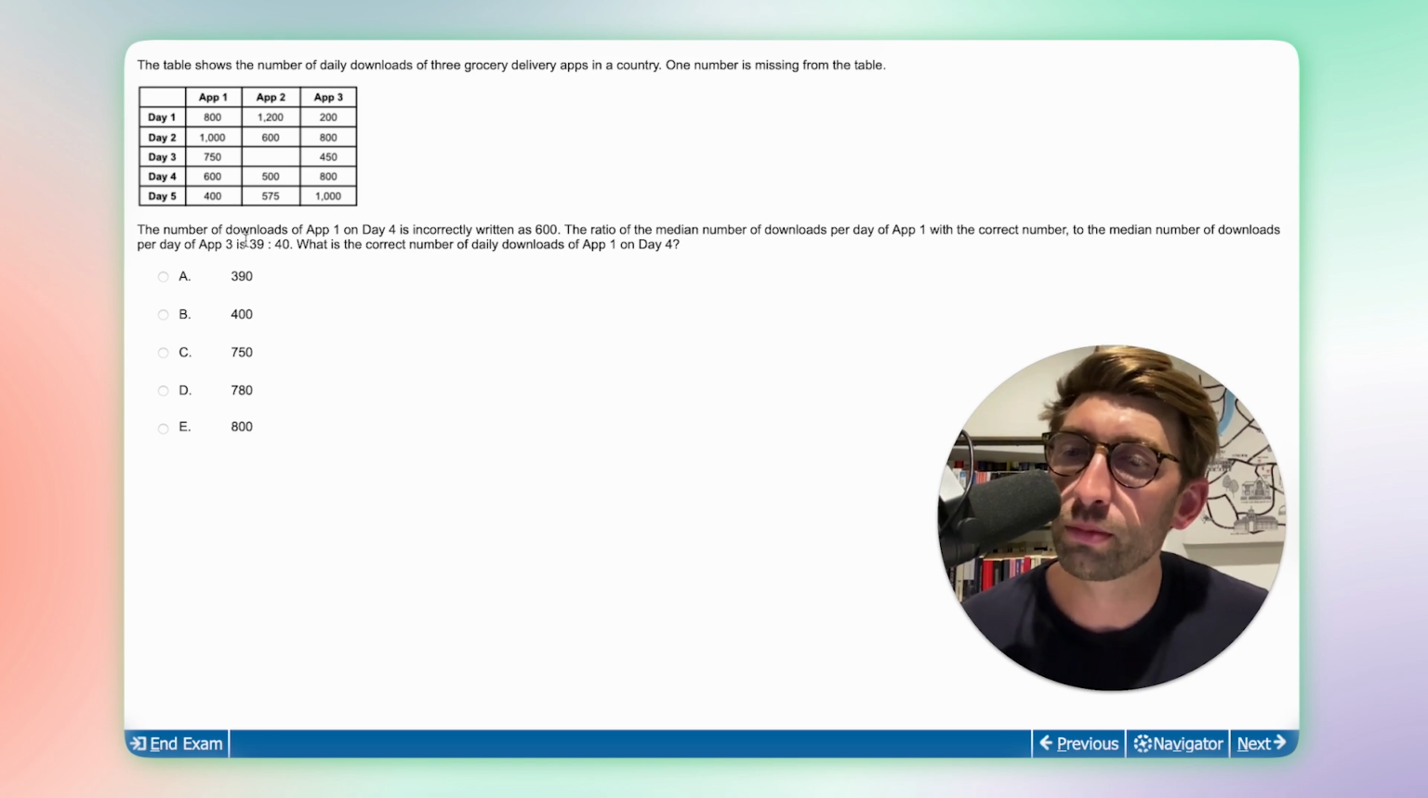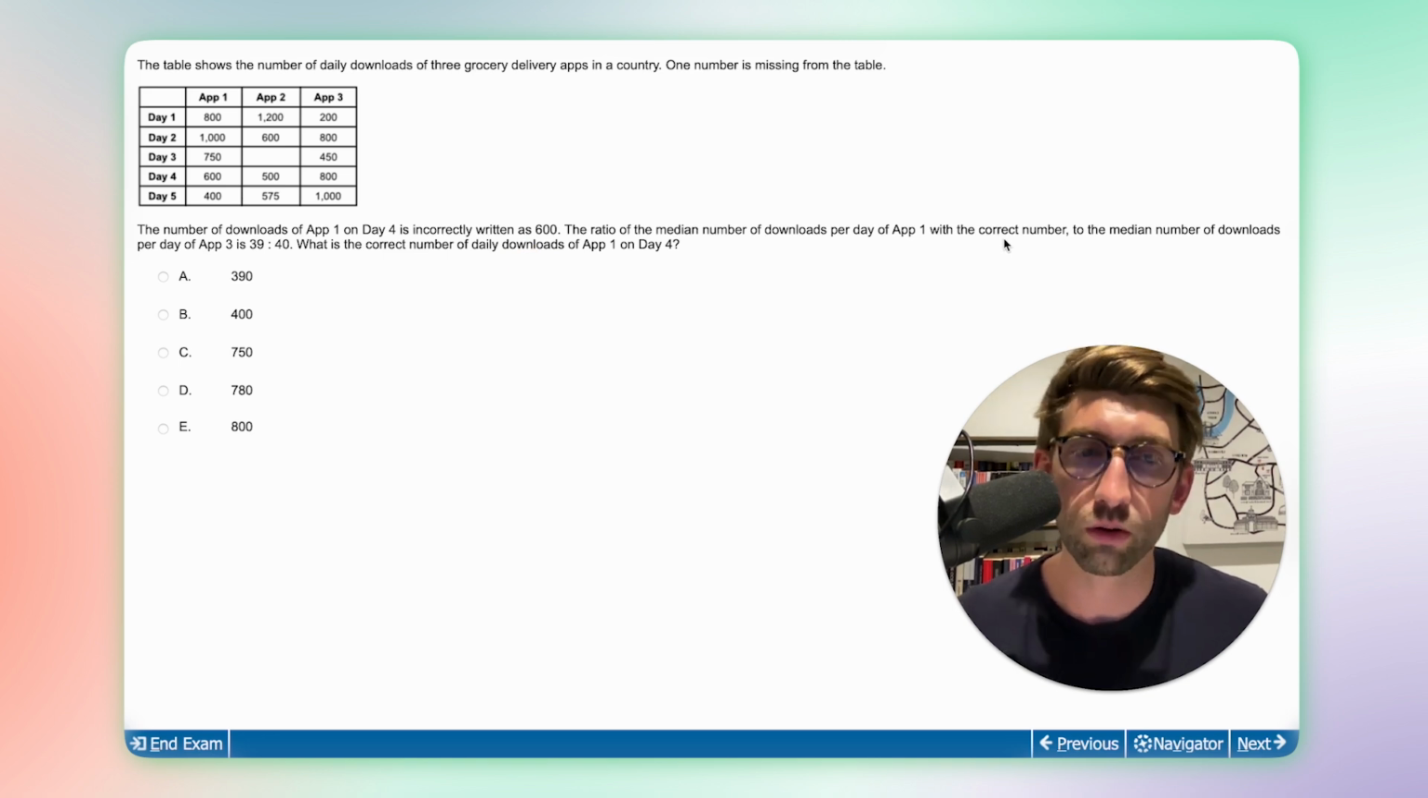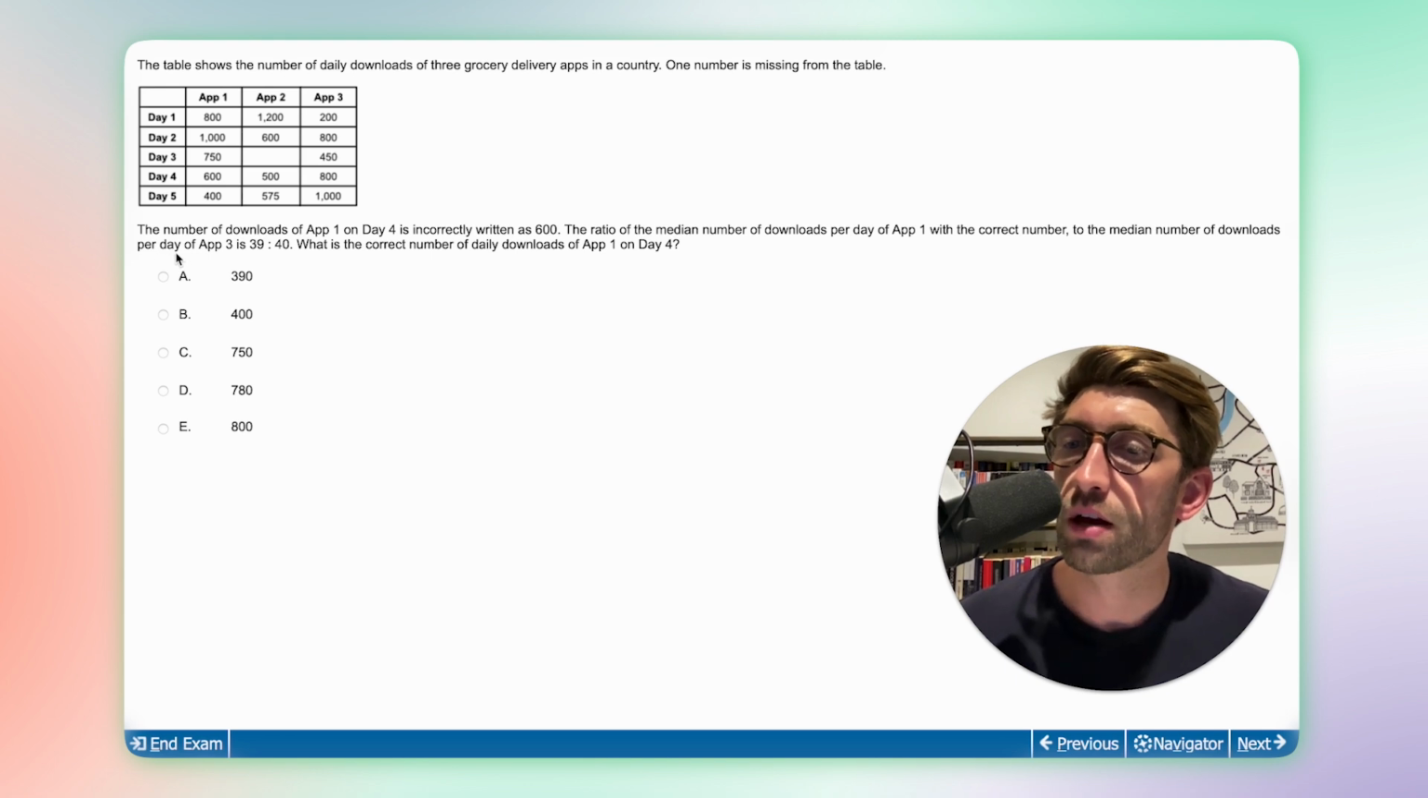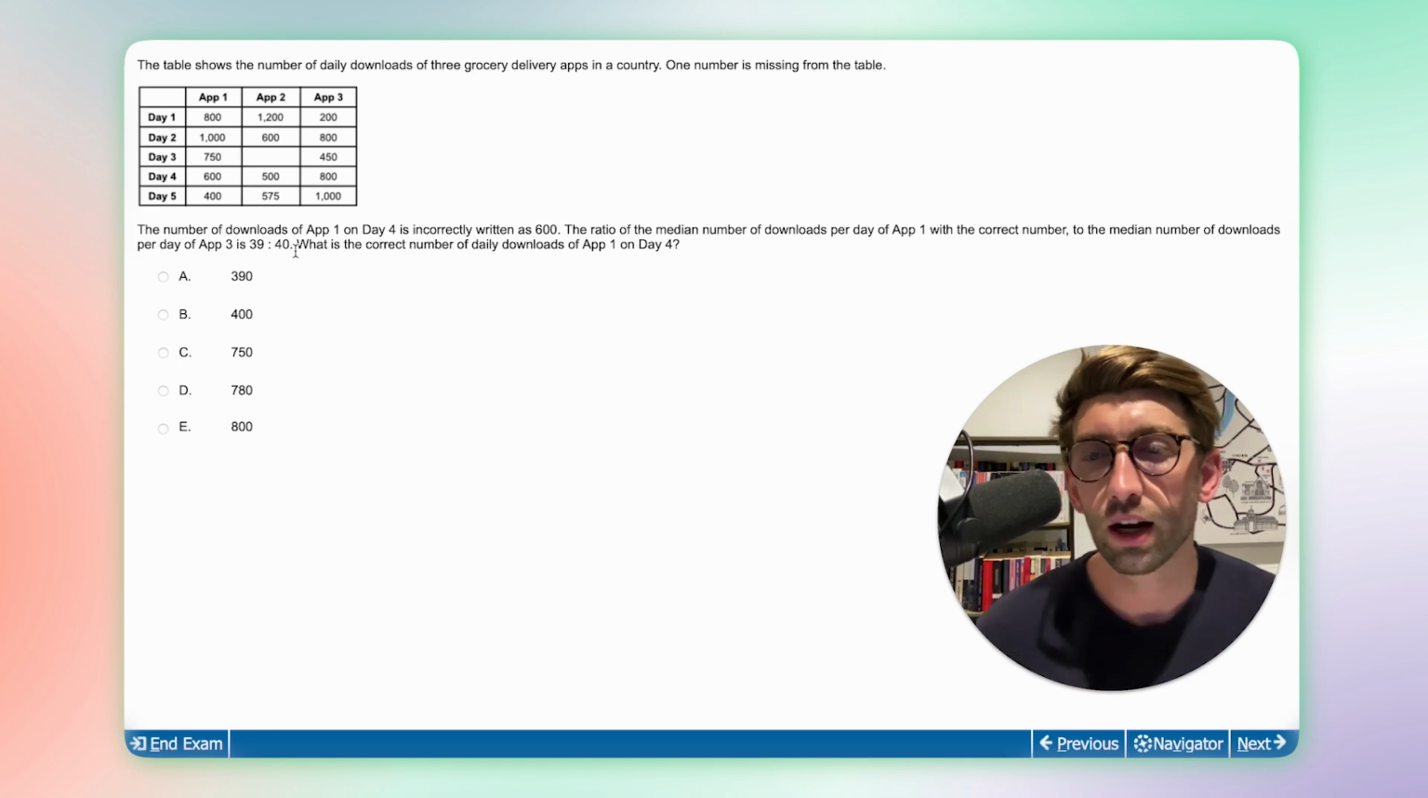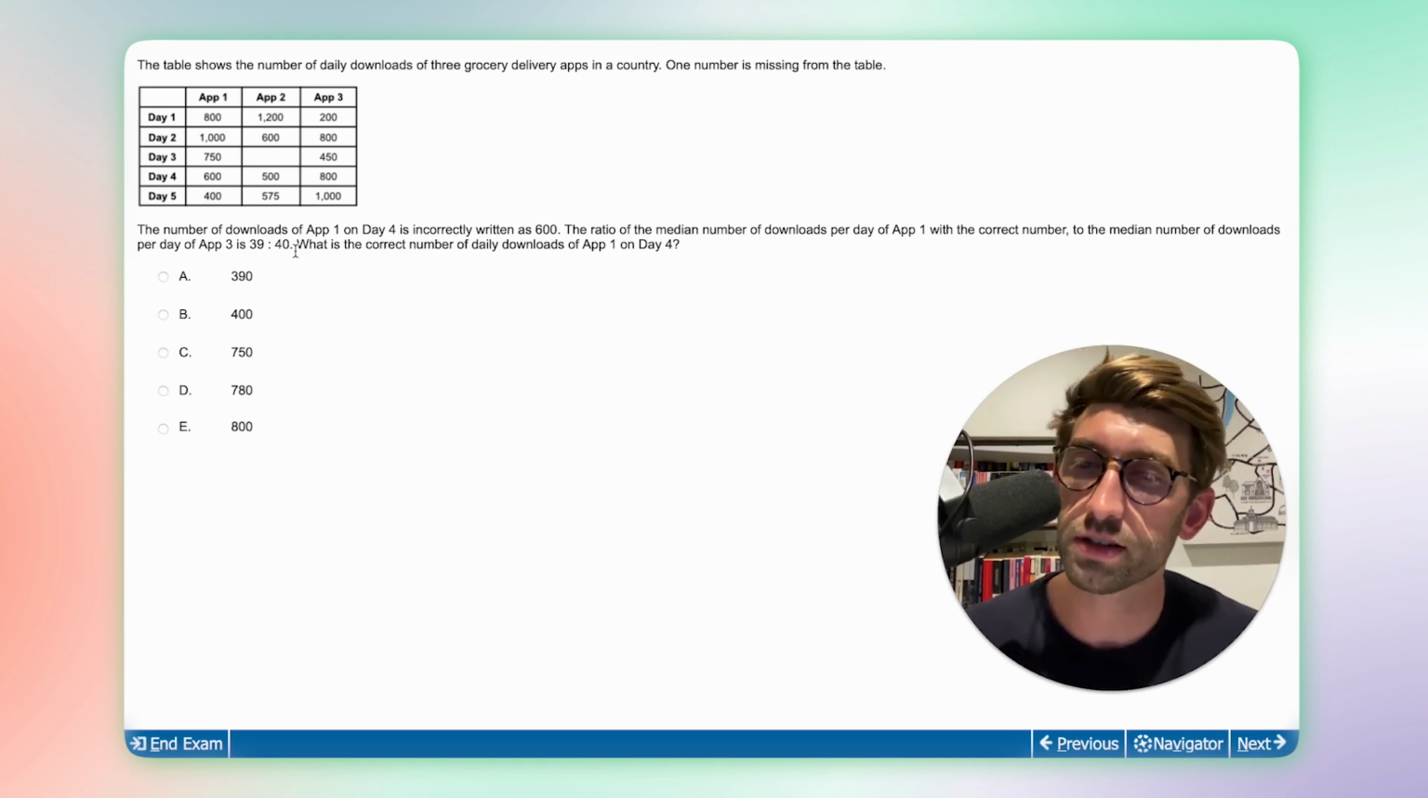So the number of downloads of app 1 on day 4 is incorrectly written as 600. So this one is incorrect. The ratio of the median number of downloads per day of app 1 with the correct number to the median number of downloads per day of app 3 is 39 to 40. So, okay, that is a lot of stuff to be thrown at you. And then it's saying, what is the correct number of daily downloads of app 1 on day 4?